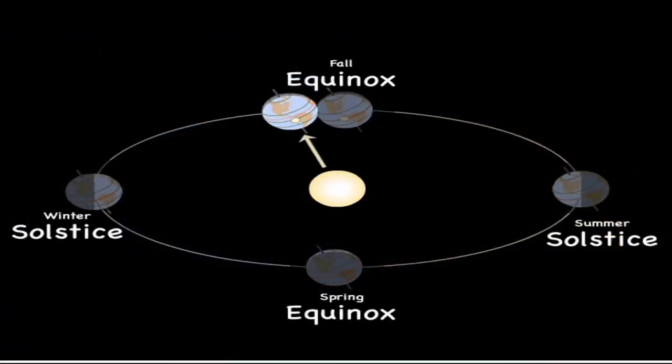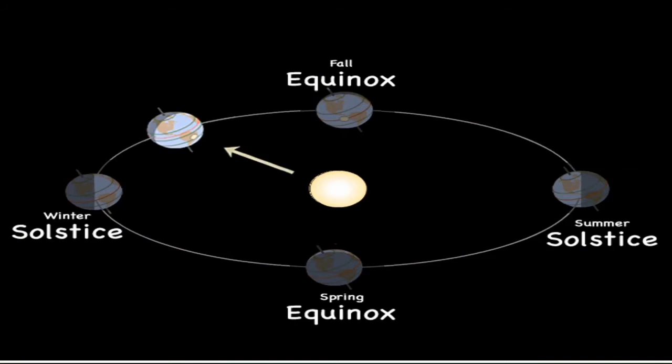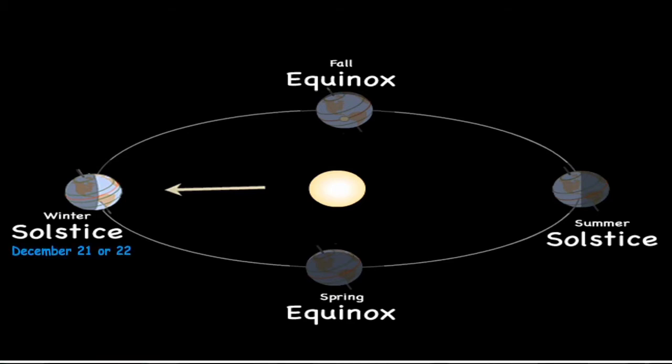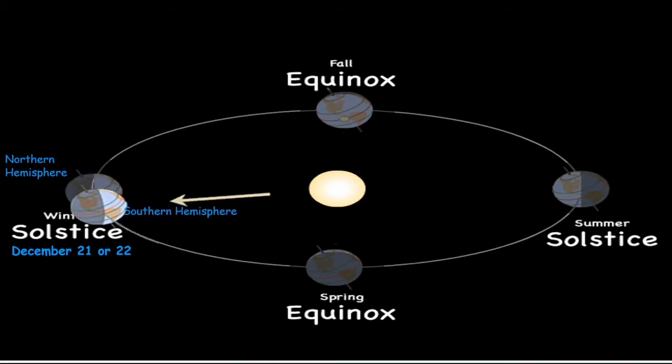Study the Earth as it revolves around the Sun. Winter starts on December 21 or 22. At this time, the North Pole is tilted to its full 23.5 degrees away from the Sun. The shortest daylight period occurs in the Northern Hemisphere, while the longest daylight period occurs in the Southern Hemisphere.